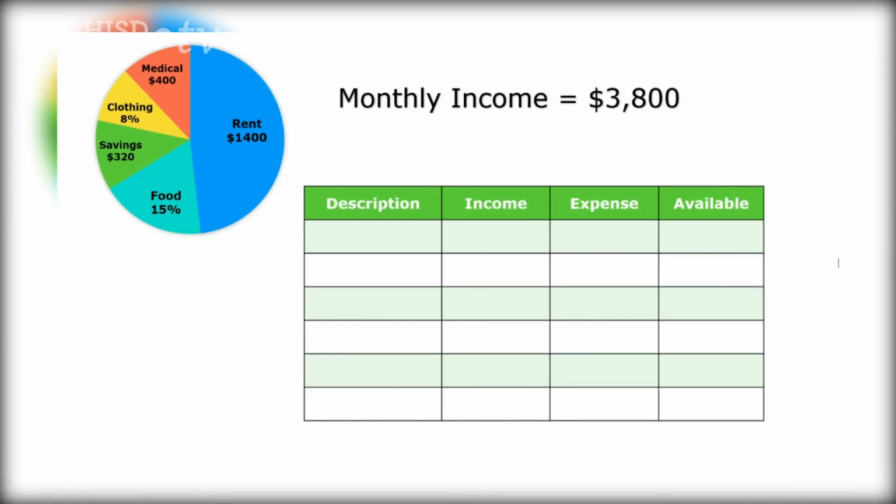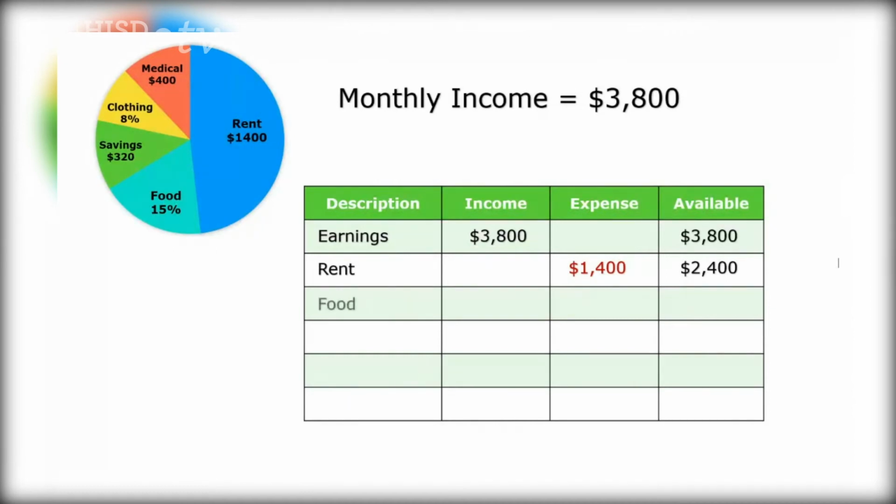Now we have the budget in the form of a pie chart, and we have our monthly income of $3,800. We're going to start filling out the personal budget so we can see how much this person has available. So we start. The earnings are equal to 3,800, and that goes in the income column, and that's going to be positive for our available balance. Then we have rent, which is equal to 1,400, and that's going to be deducted from my available balance. Now my available balance is 2,400.